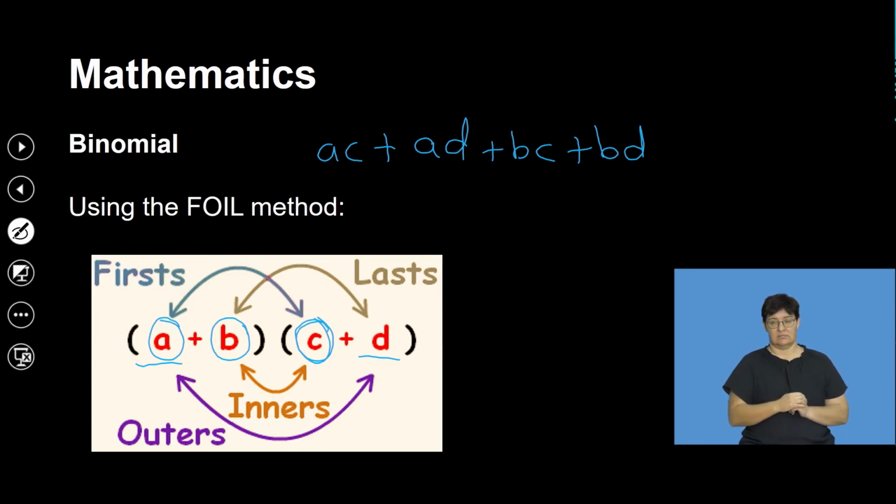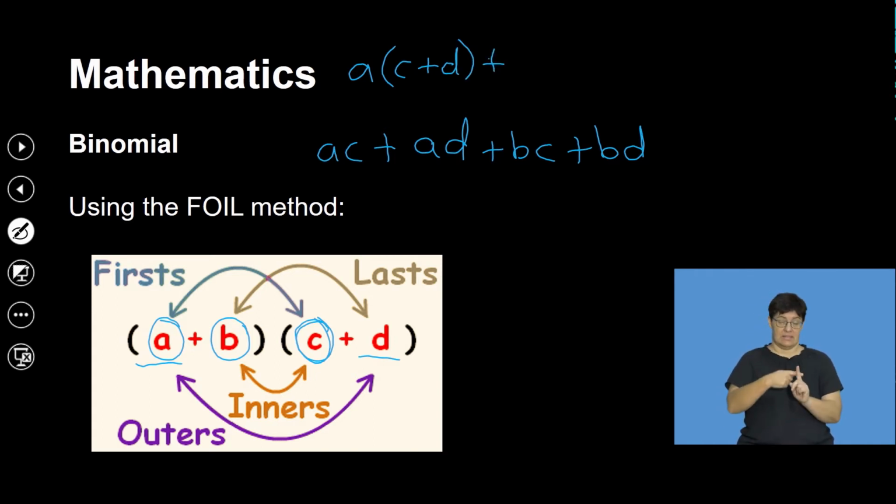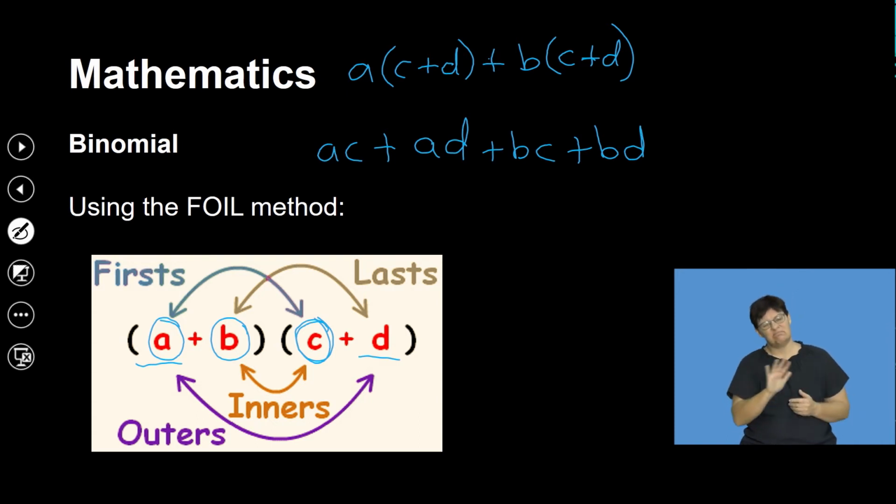This is the same as if you were to use the distributive property as we've been trying to look at it. So if I use the distributive property, I would write A open bracket C plus D, right? And then this must be plus B open bracket C plus D, right? So this gives you exactly the same answer as what I have.